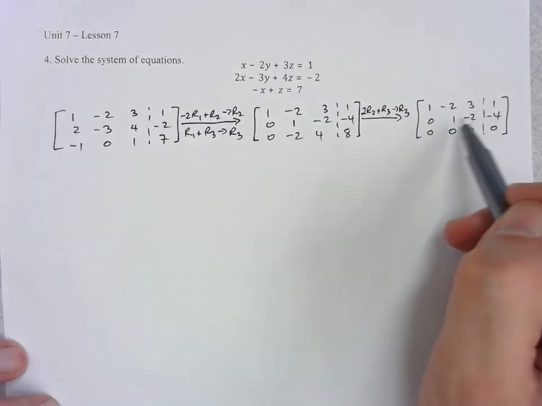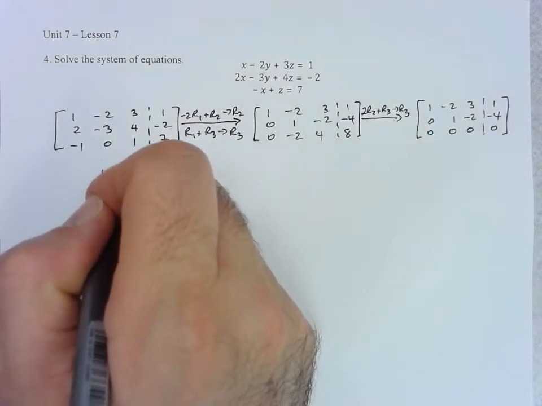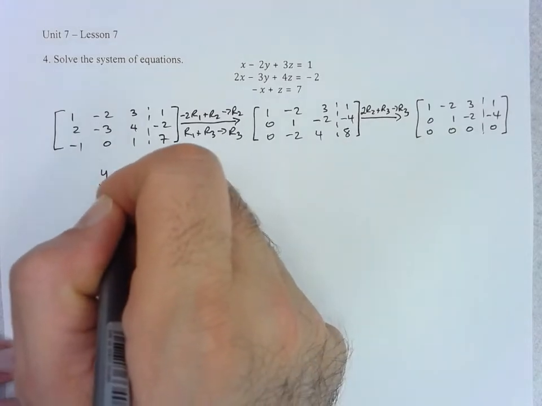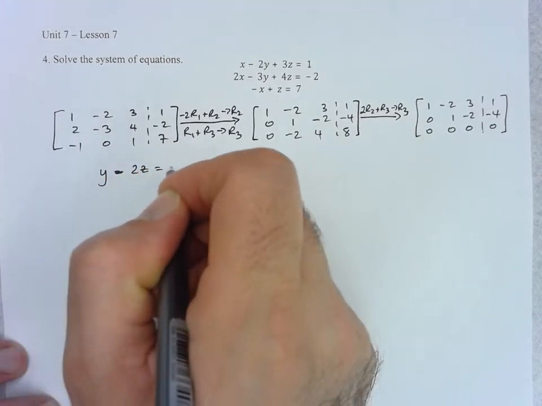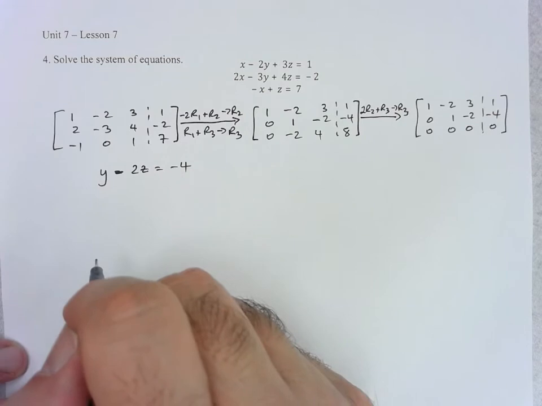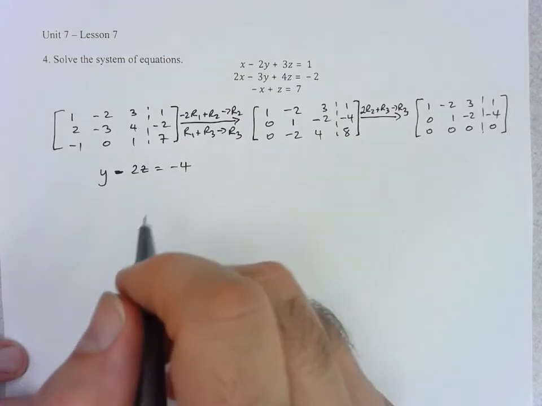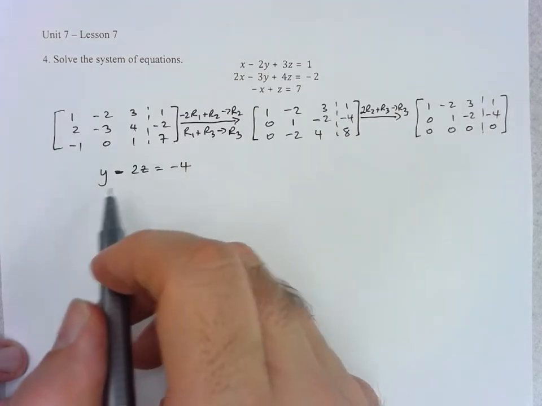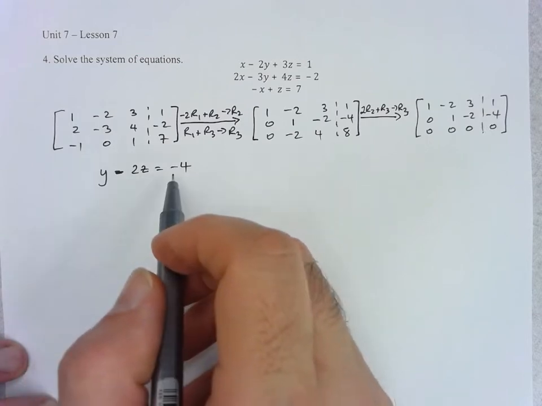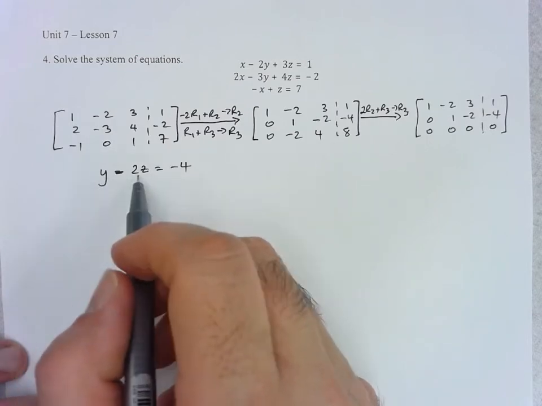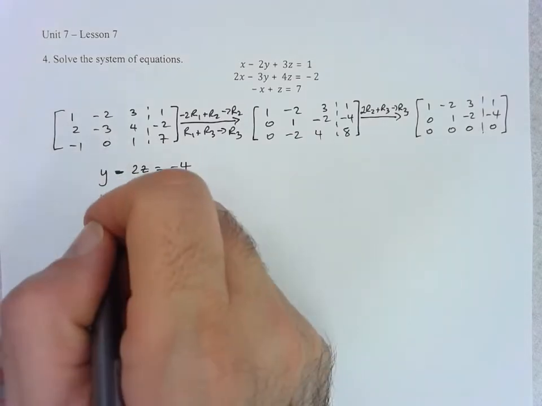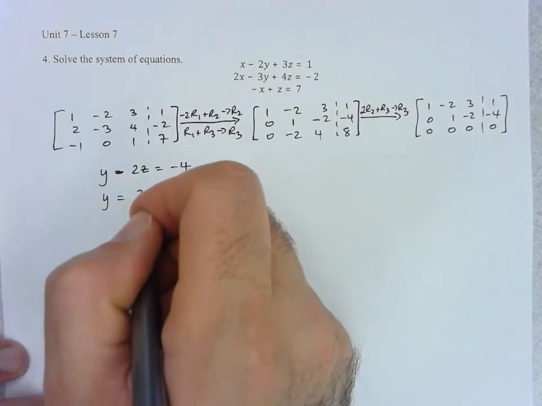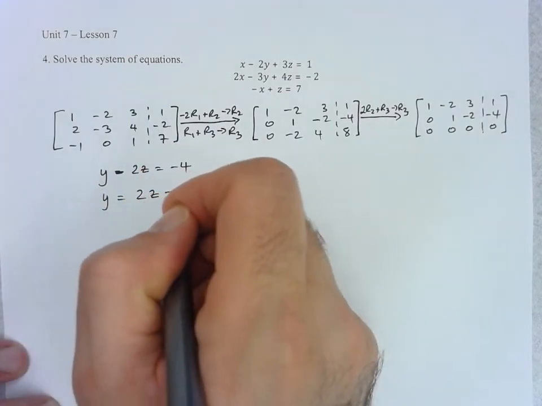So let me start with row 2. I can rewrite that as y minus 2z equals -4. So remember that when we're finding the equation of a line, the trick is to write two of the variables in terms of the other. So here I either write y in terms of z or z in terms of y, and it's a lot easier to isolate the y. So y can be written as 2z minus 4.